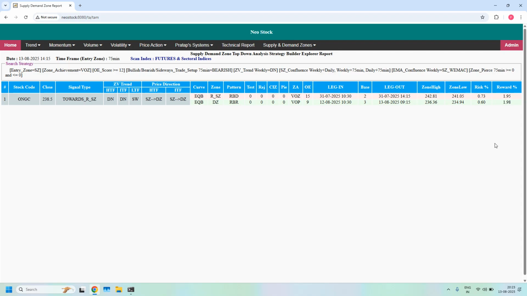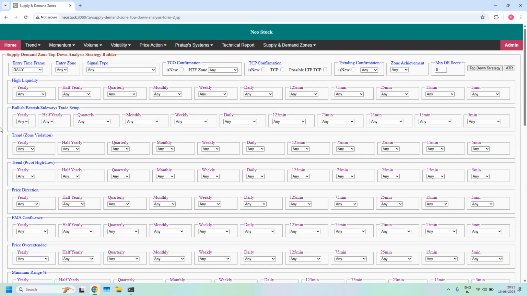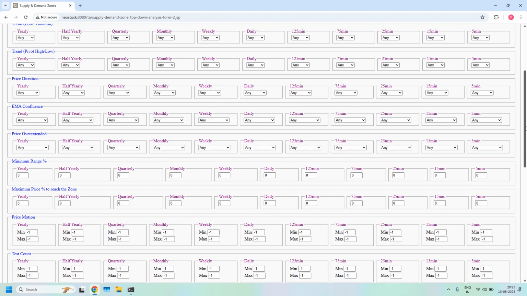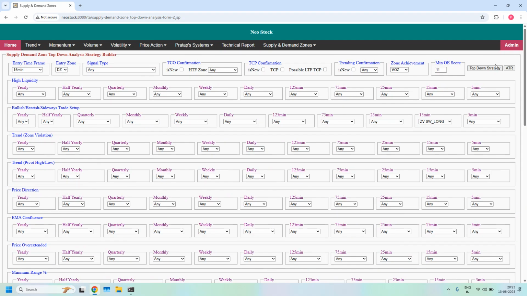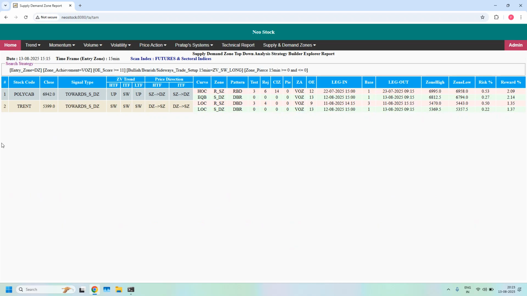So this is weekly income trade. Next we will look into daily income trade. For daily income trade, entry time frame is 15 minutes. Entry zone is demand zone for sideways long, and here bullish, bearish, sideways at 15 minutes, sideways long, and here zone achievement VOZ, minimum order enhancer score 11 for sideways, and also 15 minutes demand zone should not be pierced. So in the pierced count parameter at 15 minutes time frame, I am setting minimum value 0, maximum value 0. With these filters, we got two stocks.